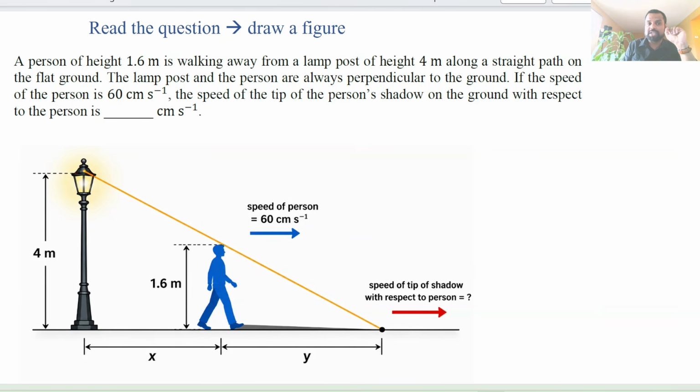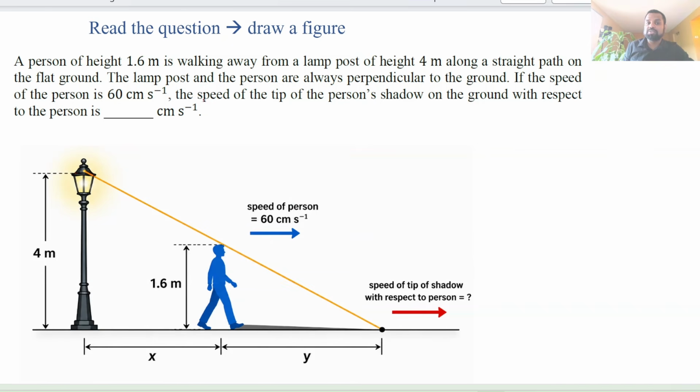So the problem says a person of height 1.6 meter is walking away from a lamp post. The height of the lamp post is 4 meter and the person is walking on a flat ground. Okay, so we have a person of height 1.6 meter, right? And there's a lamp post of 4 meter and the person is walking away from the lamp post.